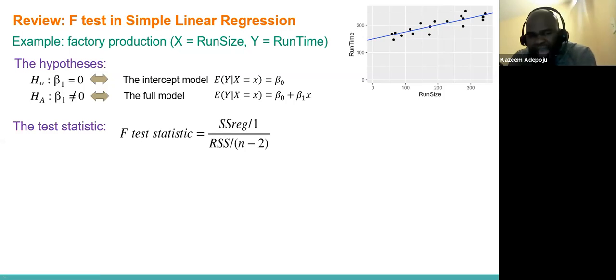So what we have in this formula, in the F test statistic, is the explained variation, the unexplained variation, and the sample size. The N here is the sample size.